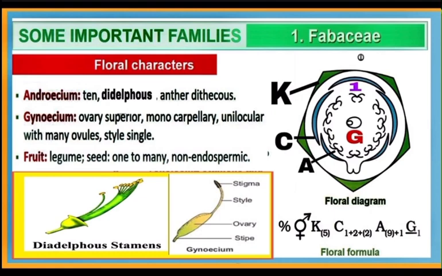Androecium or stamens, they are 10 in number. They are diadelphous, meaning found in 2 groups as shown in the diagram, and the anther is dithecous. Coming to gynoecium, the ovary is superior in position. It is monocarpellary, having 1 locule, or you can say it is unilocular with many ovules, and it has a single style. The fruit of plants of the Fabaceae family is a legume. Seeds are 1 to many and are non-endospermic.